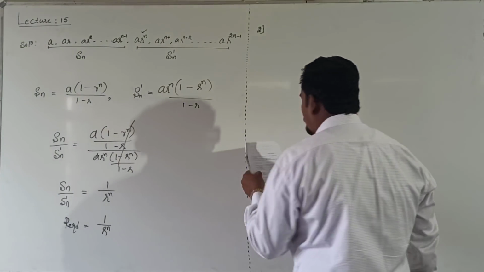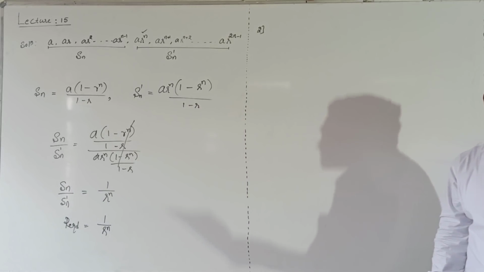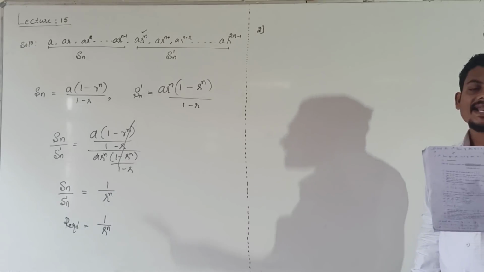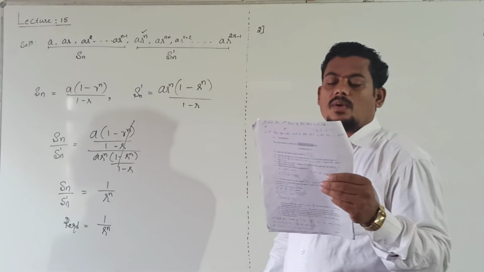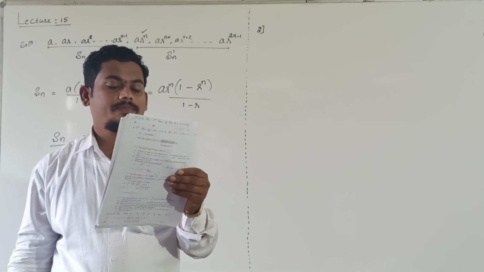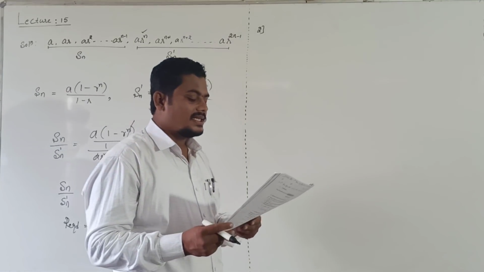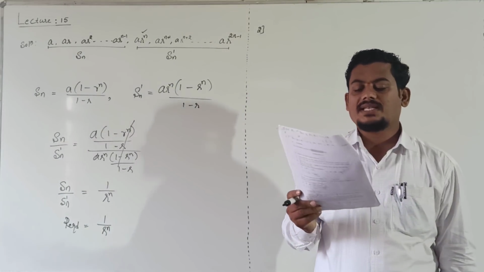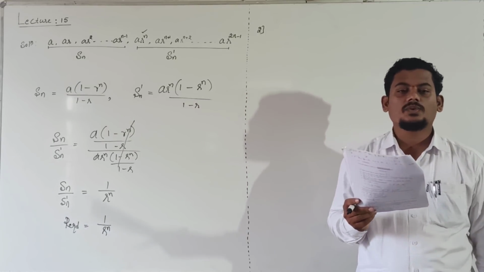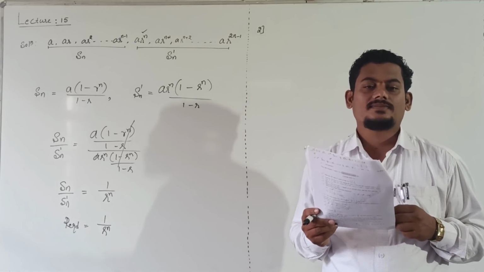They have given the pth term is small a, the qth term is small b and the rth term is small c. Then prove that a power q minus r into b power r minus p into c power p minus q equal to 1. In this case, small a, b, c and small p, q and r values are already used up. So take the first term as capital A.